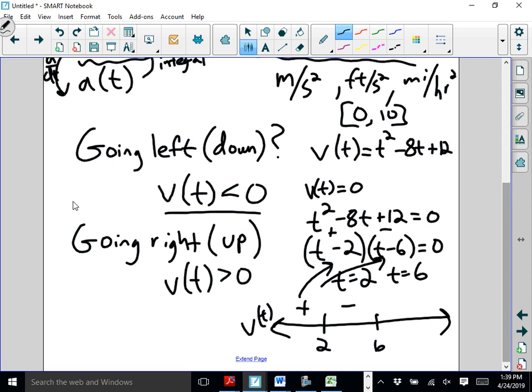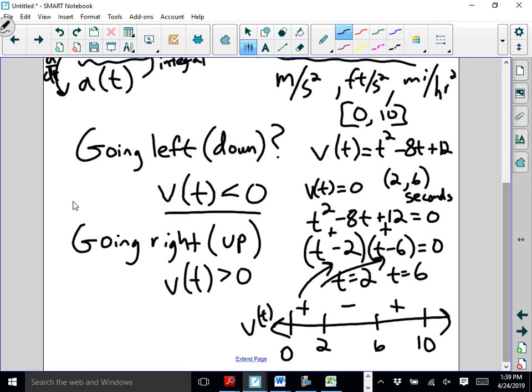Okay. I consider my bounds of 0 and 10. I can say this thing is going to the left between 2 and 6 seconds. If I wanted to know where the object was going to the right, I'd say from 0 to 2 union 6 to 10. So that's how we deal with going left or going right.